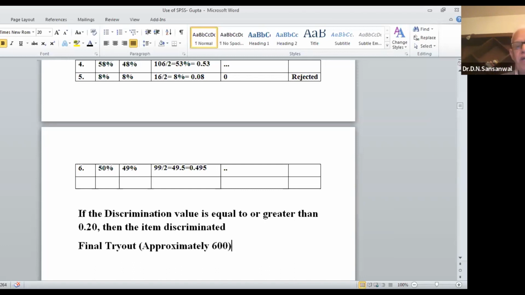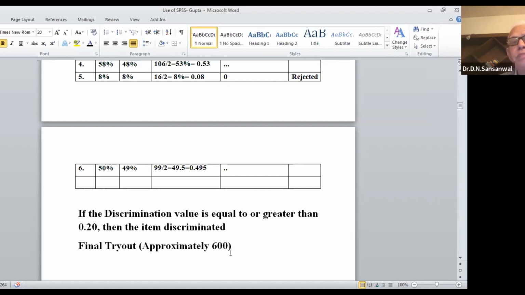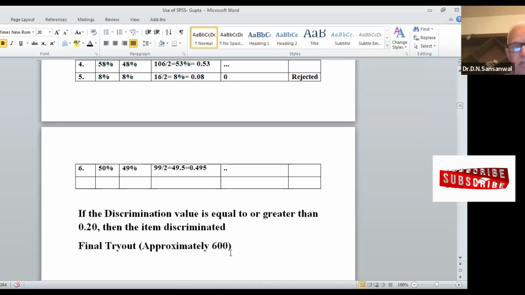But the important point is that in this one, you cannot have the data of the people whom you have already used in item analysis. So this 600 must be fresh. And if it is fresh, they will belong to different institutions. They will be of both genders and things of that variety, you know it.